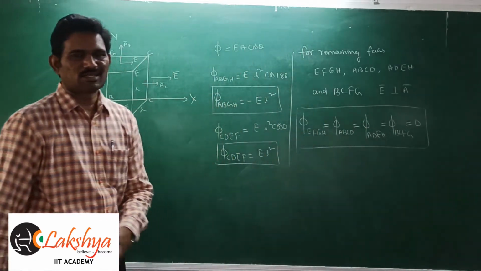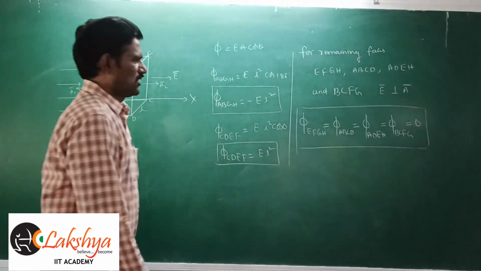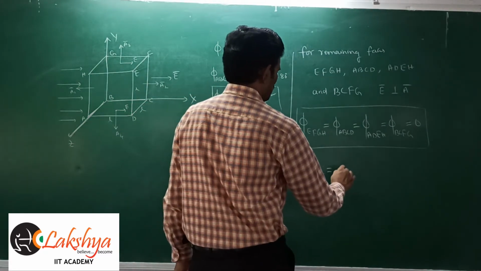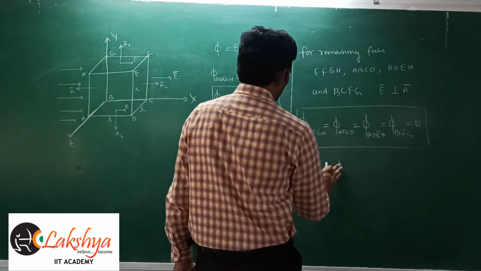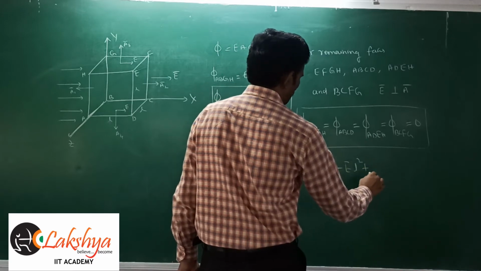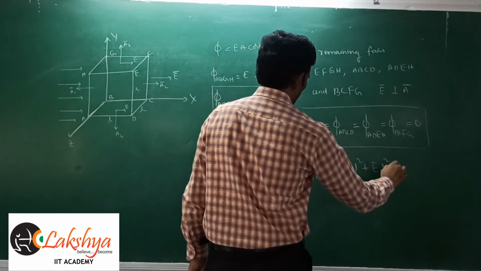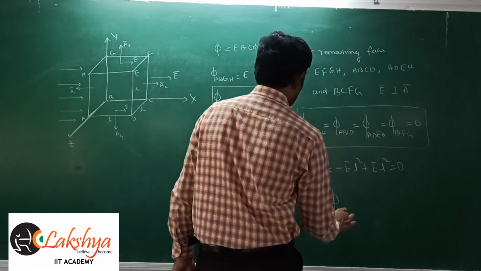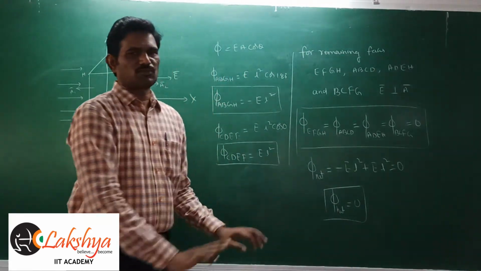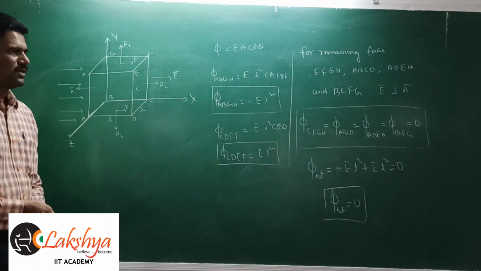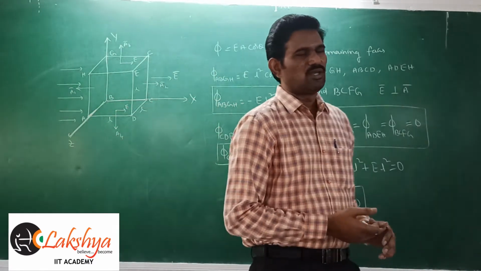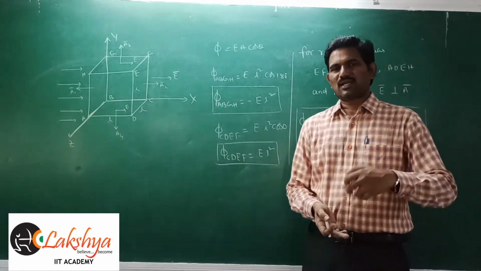Now if I ask for the net flux passing through the surface, all these are 0, so directly I am adding them: minus EL square plus EL square, and so the net flux passing through the surface is also 0. I am not making any conclusion here, just that the net flux for the given cube in this case will be 0. So that is a way of calculating the flux. The flux through the different faces you can calculate here, and if the field is uniform, the calculation will be easy for us.